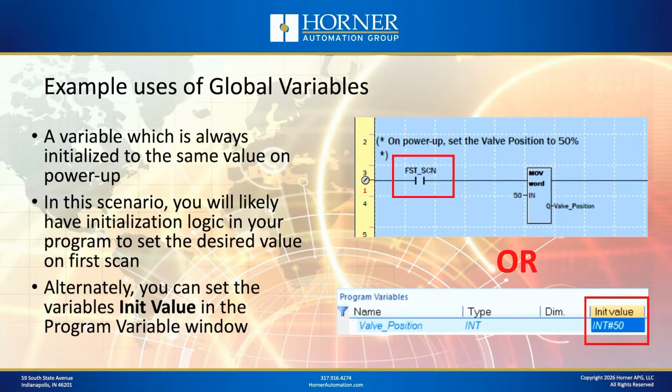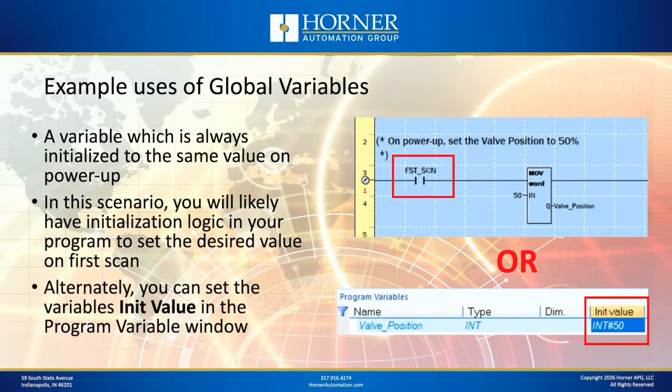Okay, so if this is the behavior you want for a variable, you can configure it as global, and then you have two options for doing that initialization I just talked about. You can do it in logic by adding something like you see on the screen there at the top with a first scan contact and a move block or something like that to set that initial value every time on the first scan. Or maybe more simply, instead of having logic for that particular variable, you can go to the program variable table, and in the init value column, you can place the value you want that variable to initialize at. Okay, so that's a very simple way to go.